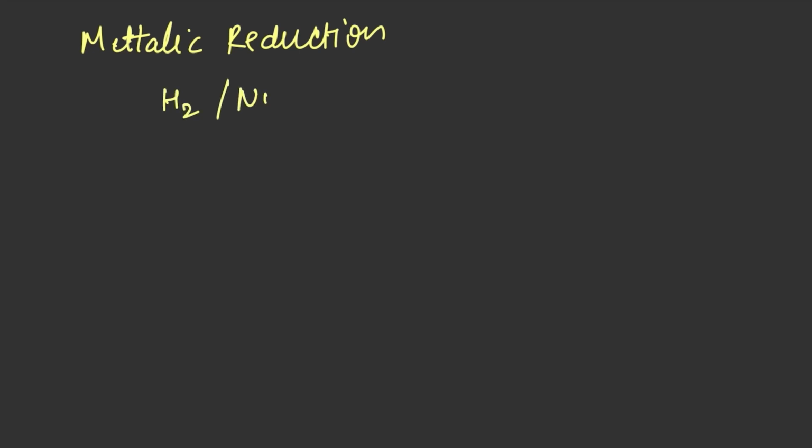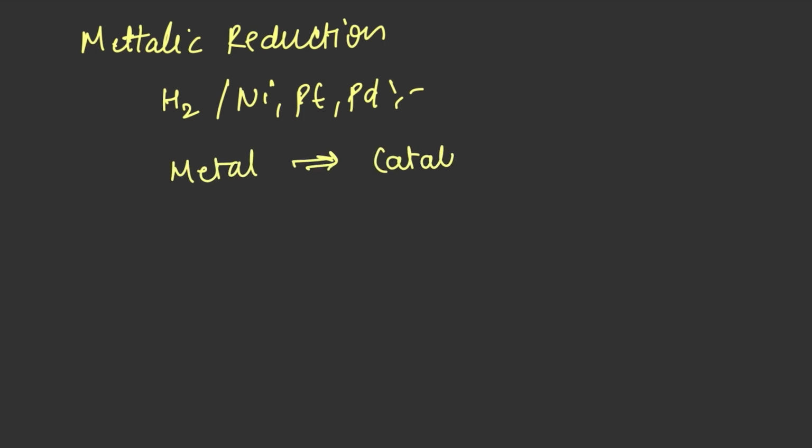Let's talk about metallic reduction. How does metallic reduction take place? We have reaction with hydrogen with nickel, platinum, palladium. So here the metal acts as a catalyst, and let's say we have an aldehyde.